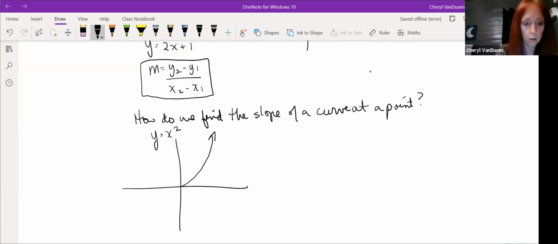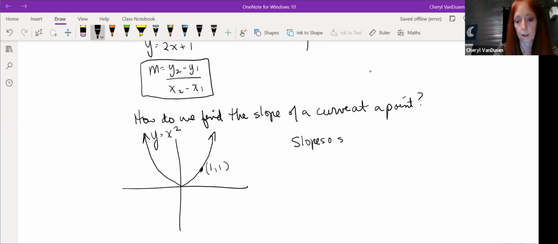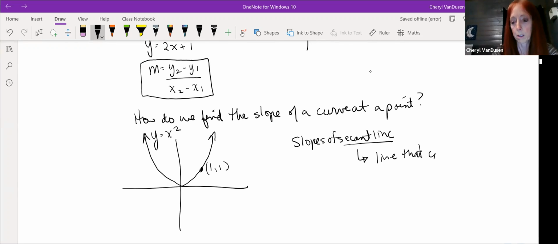So if we look at this curve and say I want to find the slope of the curve at the point (1, 1), we can start by getting a sense of how to find the slope of a curve by finding slopes of secant lines. Now, you might not know what a secant line is yet. I know that secant is a word in trigonometry, but this is not trigonometry based. A secant line is a line that cuts a curve twice.